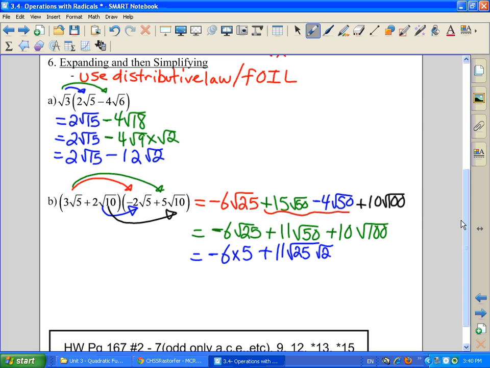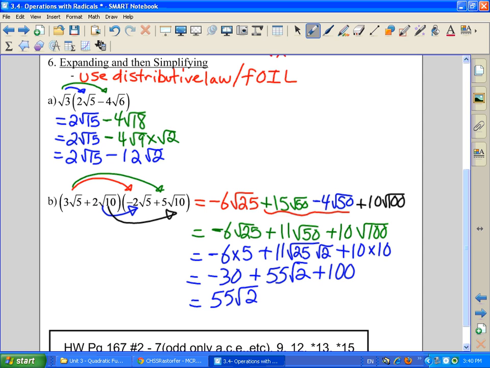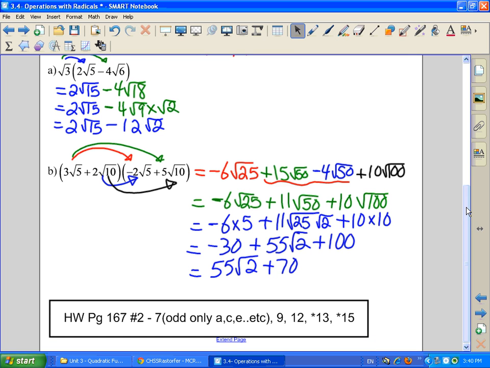And our last expression, again, it's going to be 10 times 10. So what are we going to have here? We're going to have negative 30 plus, take the root 25 out and makes it 5. So 5 times 11 is 55 root 2 plus 100. And to lastly collect like terms, we have 55 root 2 plus 70. Again, collecting like terms and using your algebra tools that you know with FOIL and distributive law.